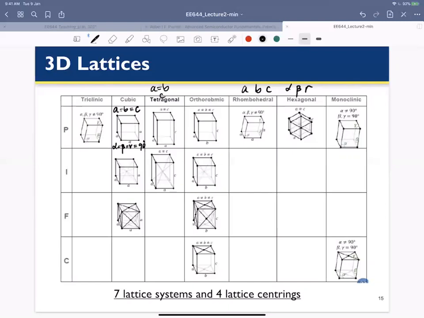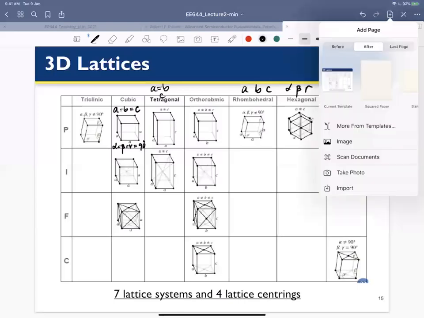Similarly, you can have the triclinic, where alpha, beta, gamma are not equal to 90 degrees. Then you could have rhombohedral, hexagonal, and monoclinic, right? So these are different lattice systems. There are seven lattice systems, but also, depending on the position of atoms, there are four lattice centrings, right?